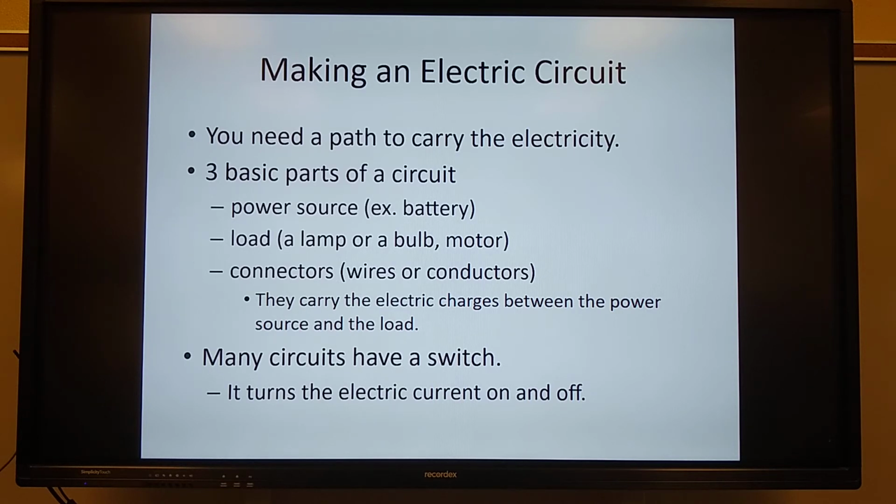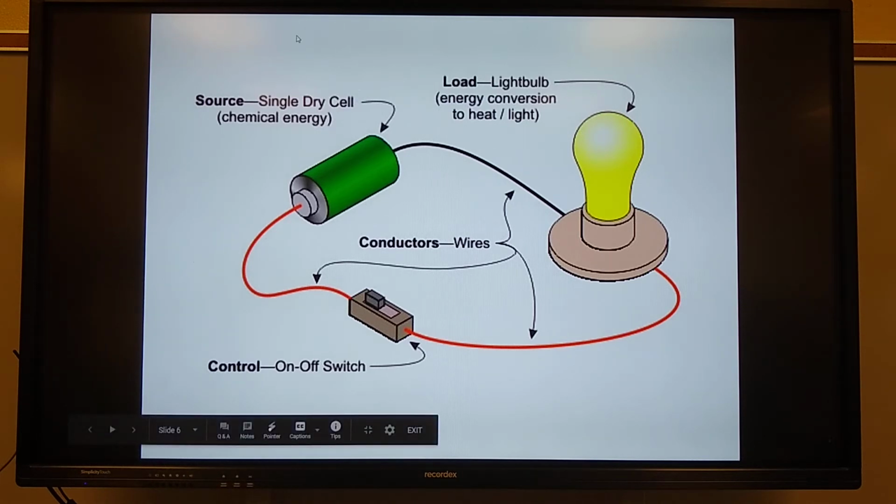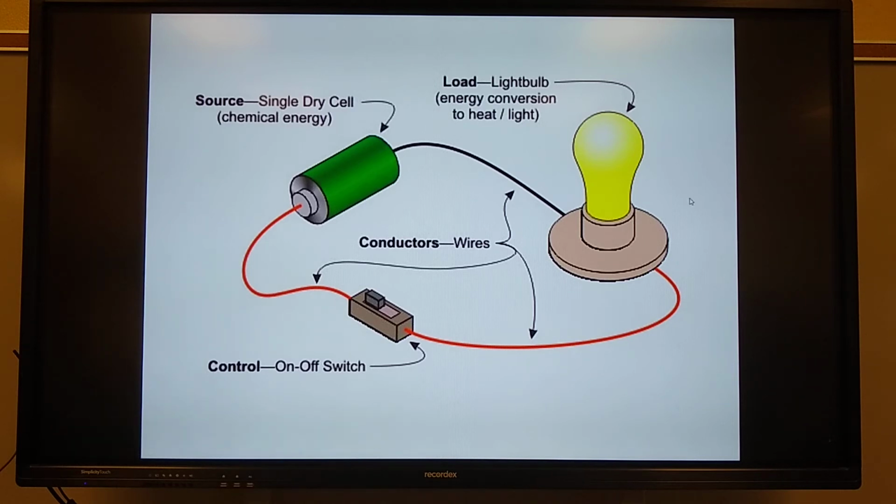Many circuits also have a switch. It turns the electric current on and off. Here's a good example of an electric circuit. Here's your load, the light bulb. This is what is resisting the electricity and is what we're using to power up whatever needs the electricity. That would be the load. And of course, you got your switch, your on and off switch. The wires would be the conductor. And then, of course, your power source here is the battery.